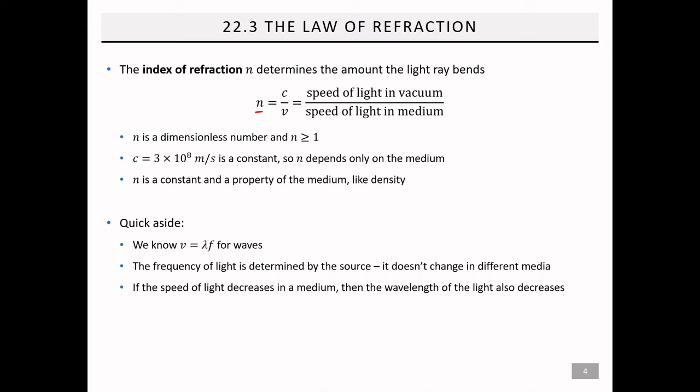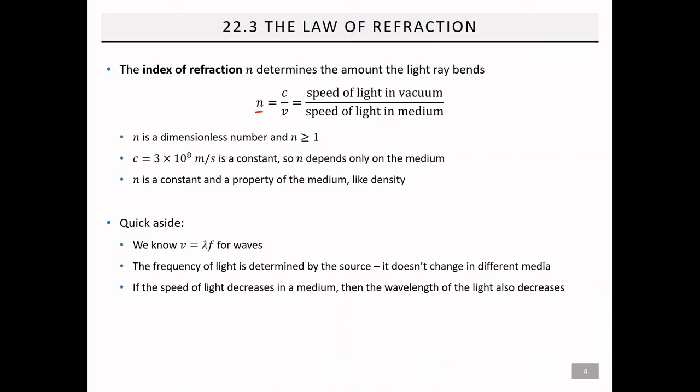C is a constant, 3 times 10 to the 8 meters per second, and this is just the speed of light in a vacuum. This also makes n a constant for a medium, similar to density, right? Every piece of gold has the same density. Similarly, every piece of glass has the same index of refraction. The caveat there being that there's actually several different types of glass, but if you narrow it down to one type of glass, they will all have the same index of refraction.